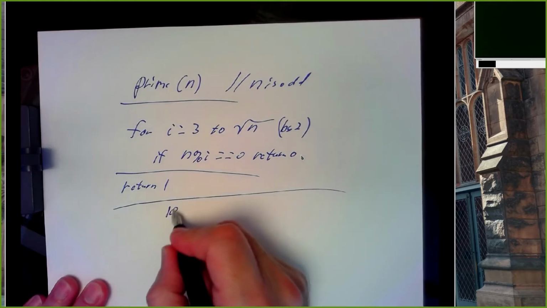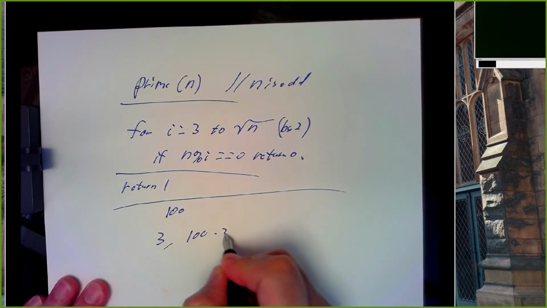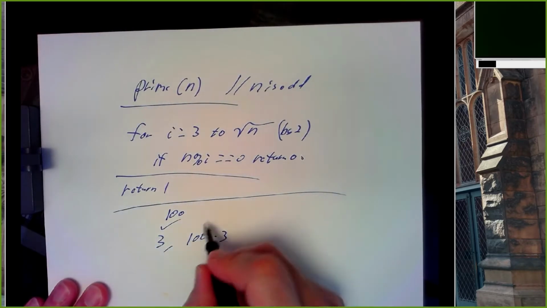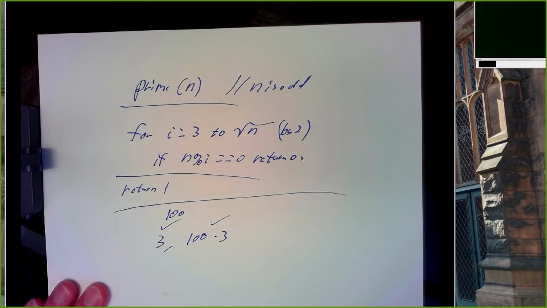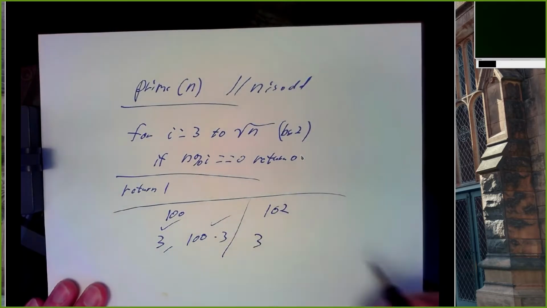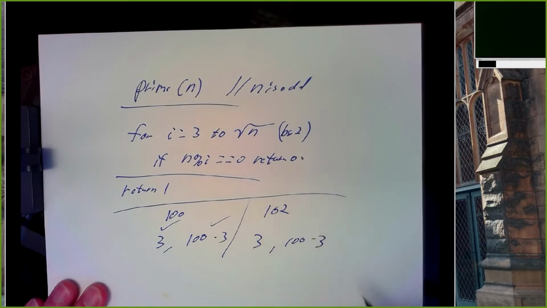So let's write 100 as a sum of two primes. So I'm going to start with 3 and 100 minus 3 and see if both of those are prime. Well, this is prime, this is 97, that's prime, yeah. So I'm done. Okay, let's try 102. So I'll start with 3 and 102 minus 3. So this is prime. 102 minus 3 is 99. That's not prime.